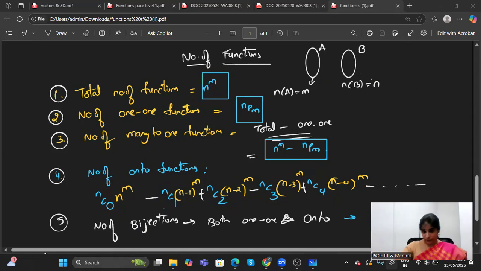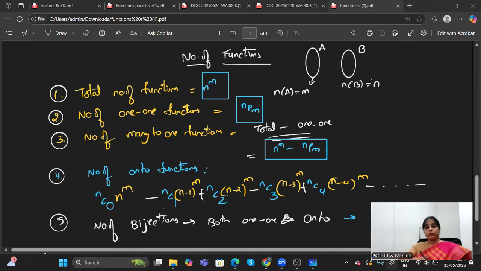Number of onto functions: if set B has n elements, start with nC0, nC1, nC2, nC3, nC4. Keep writing that way. Next, go with n to the power m, n minus 1 to the power m, n minus 2 to the power m, n minus 3 to the power m. Keep on writing that way along with positive and negative signs. Is that clear? Right. The number of into functions is the total number of functions minus onto functions.